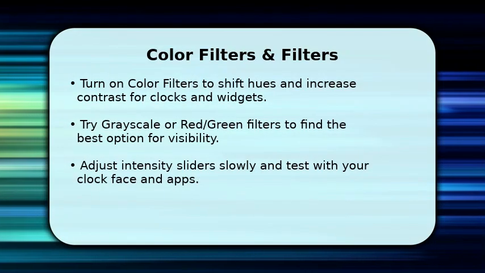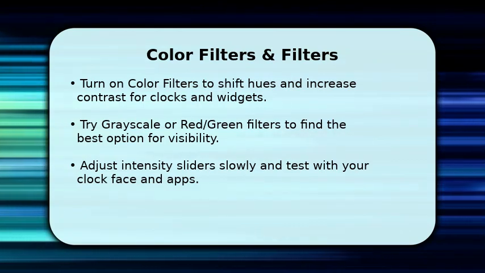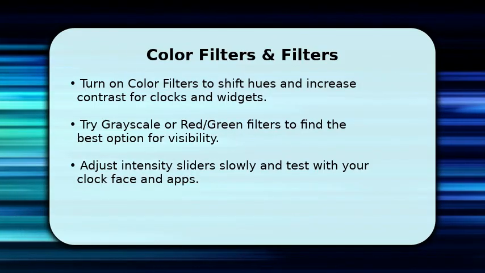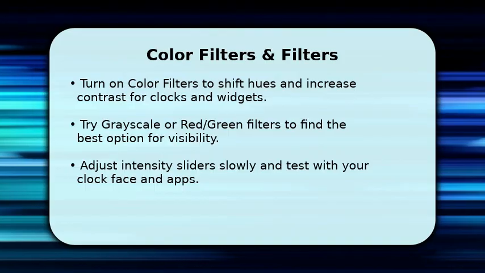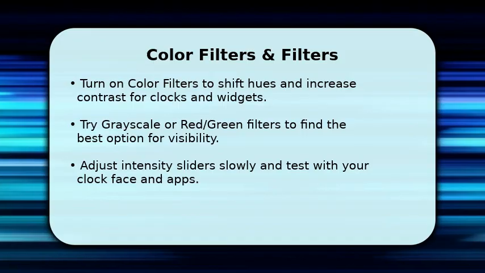Start by trying color filters under Accessibility to find a filter that makes numbers and text pop on your screen. Adjust the intensity slider gently and switch between filter types to compare results. Combine filters with increased contrast and reduce white point for a clearer time display, and always preview on your home screen and lock screen to ensure the setting helps across apps and lighting conditions.